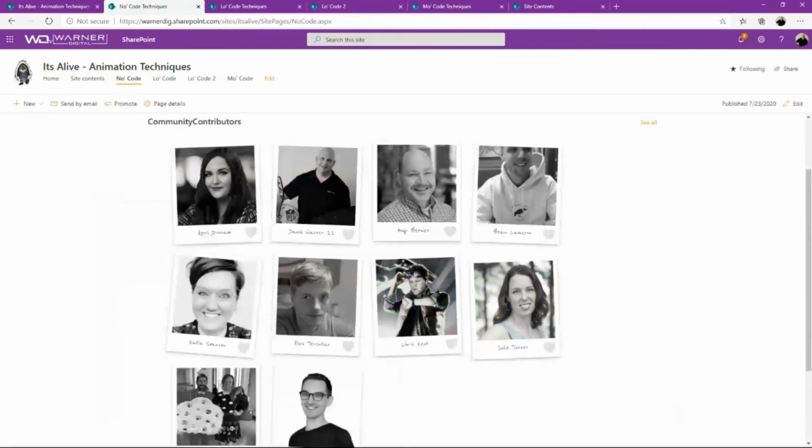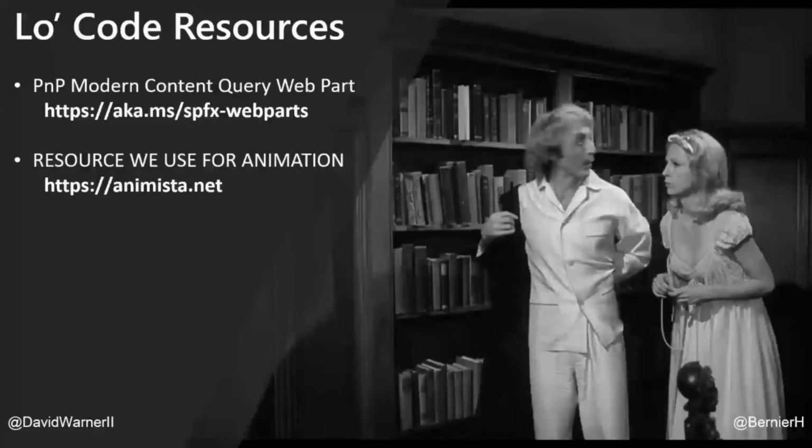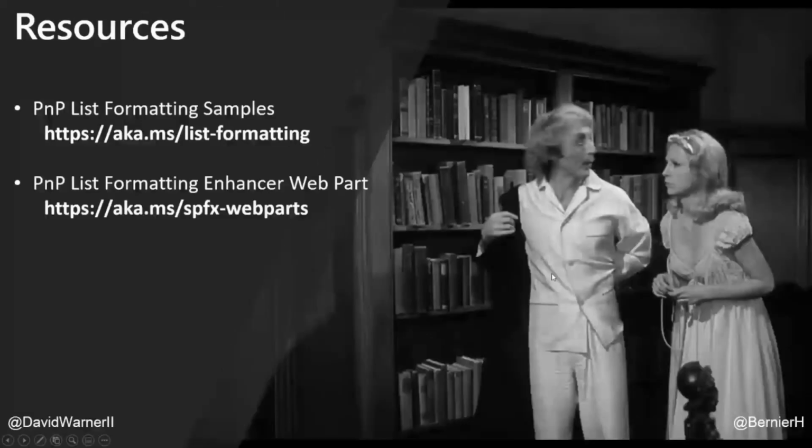All right, let's go back to our slides and let's look at the resources that were used. So we utilized, sorry, that is low code. My apologies. Let's go back to no code resources. There we go. So we utilize the list formatting samples. You can see all of those samples. And I talked about copying and pasting. There are over 100 samples there that you can literally copy and paste.